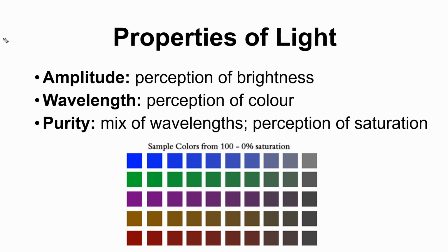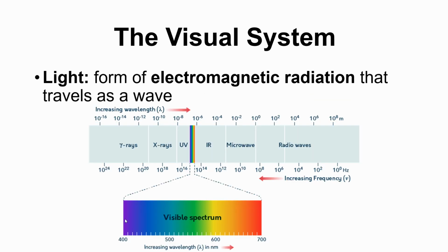Our wavelength, which was, again, the distance between adjacent peaks. Let's see if I can draw one that's just a little bit smaller so we can actually get a cycle here. So between the adjacent peaks here, that would be our wavelength. So that is our perception of color. As we had pointed out on the last slide, our visible spectrum ranges from 400 nanometers up to 700 nanometers. So the wavelength is going to correspond to what color we perceive it as.